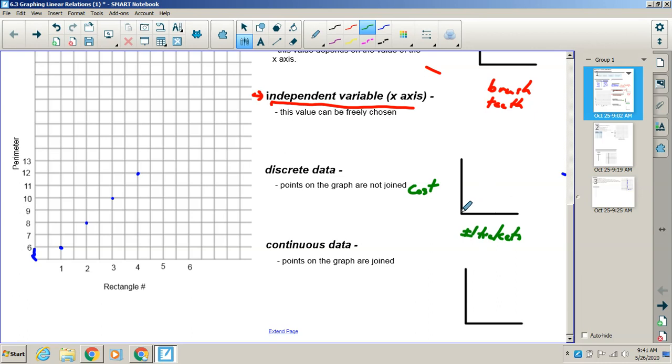Now, if I'm buying tickets, okay, so I buy one ticket at this price, whatever it is, the tickets are the same price.